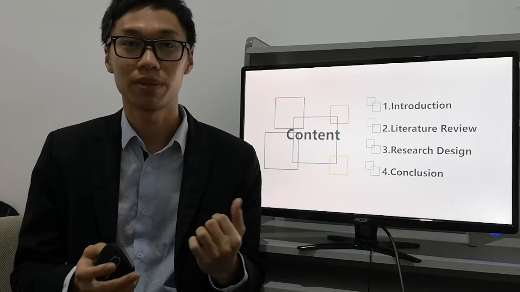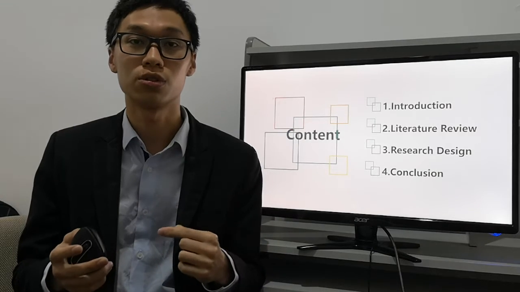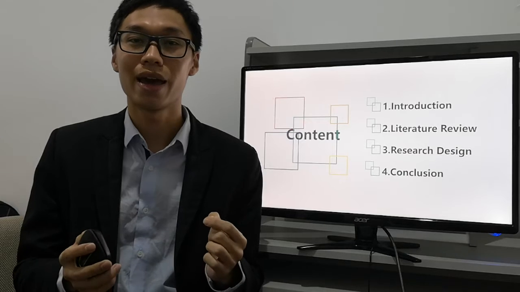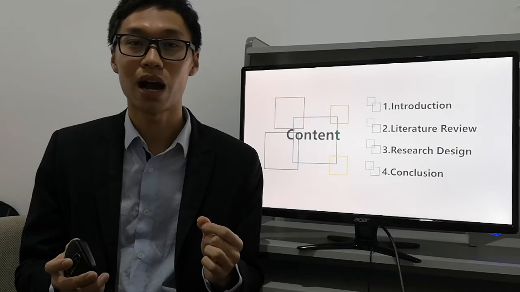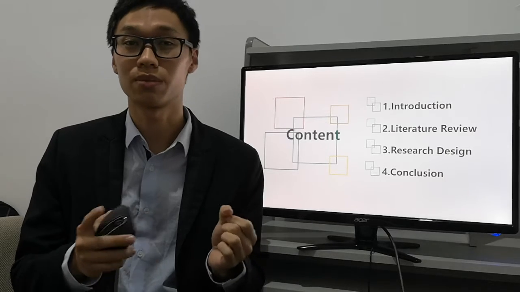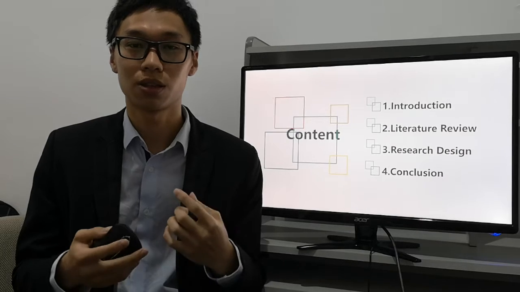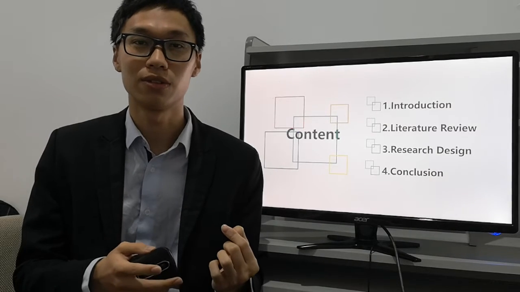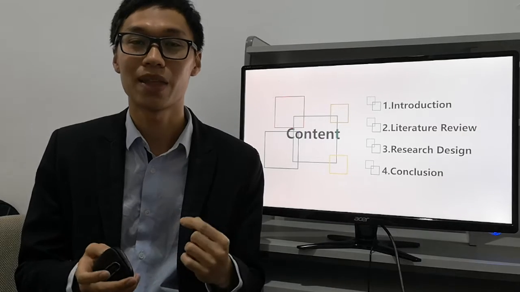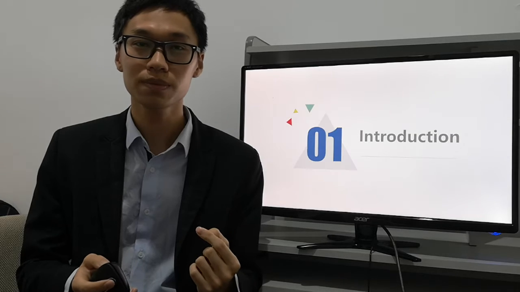This presentation will be divided into 4 parts. Part 1 is introduction. I'm going to introduce some basic information of multi-agent microgrid. The second one is literature review. I will review some of the previous research and conclude their limitations, and then point to my research question. The third part is research design. I will deliver a very detailed description of my design. And the last one is conclusion of the whole research.